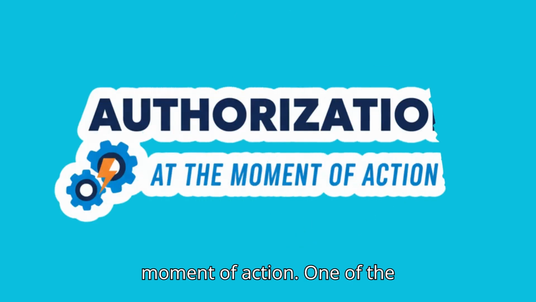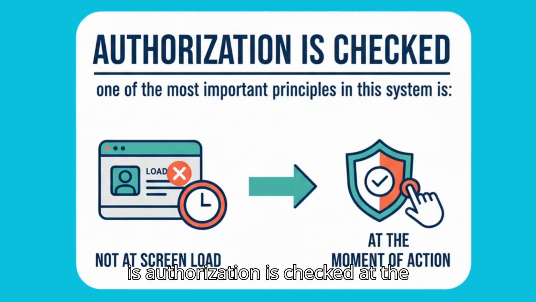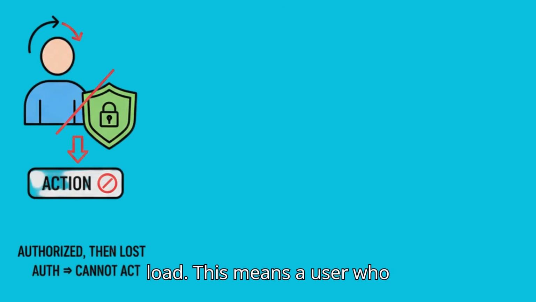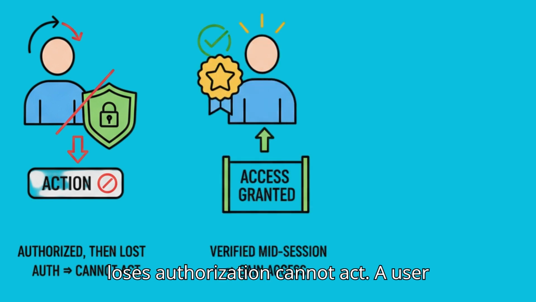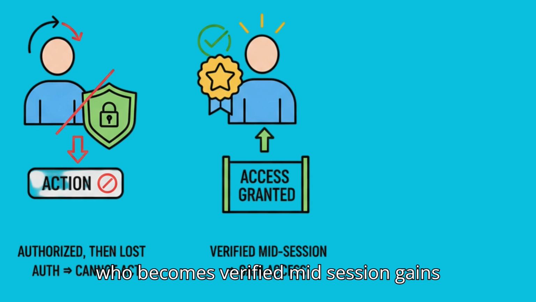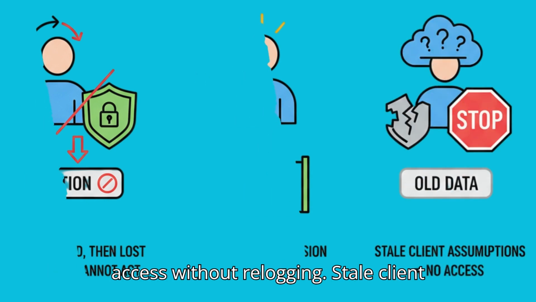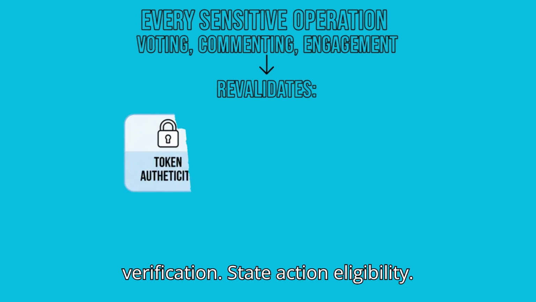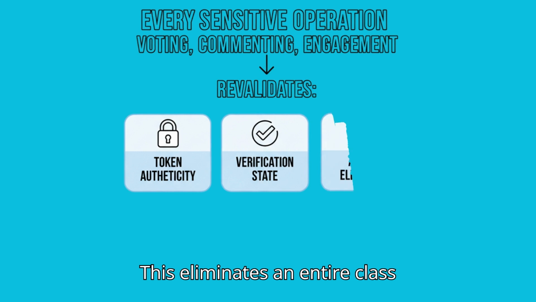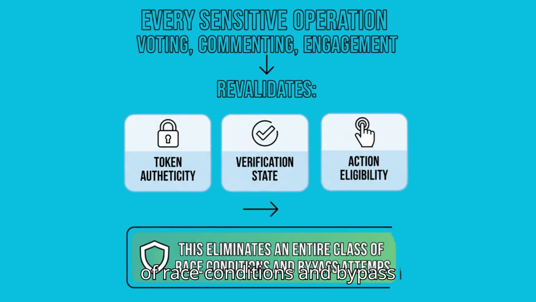Authorization at the moment of action. One of the most important principles in this system is that authorization is checked at the moment of action, not at screen load. This means a user who loads a screen while authorized but loses authorization cannot act. A user who becomes verified mid-session gains access without re-login. Stale client assumptions never grant access. Every sensitive operation, voting, media, moderation, revalidates token authenticity, verification state, and action eligibility. This eliminates an entire class of race conditions and bypass attempts.